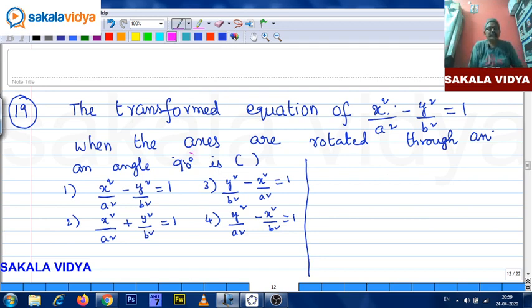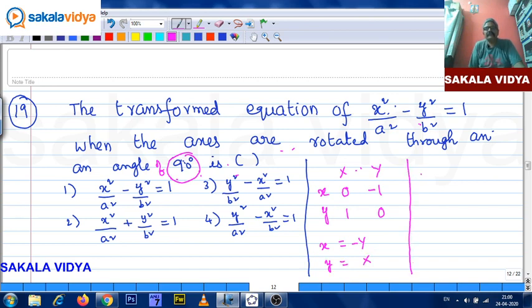See, the angle of rotation is 90 degrees. The transformed equation of x square by a square minus y square by b square is equal to 1, when the axes are rotated through an angle of 90 degrees. That means the capital X, capital Y, small x, small y. Here cos 90 is 0, minus sin 90 is minus 1, sin 90 is 1, cos 90 is 0. That means here small x becomes minus capital Y, small y becomes capital X. So, very simple, in the place of x, y substitute, in the place of y, x substitute.